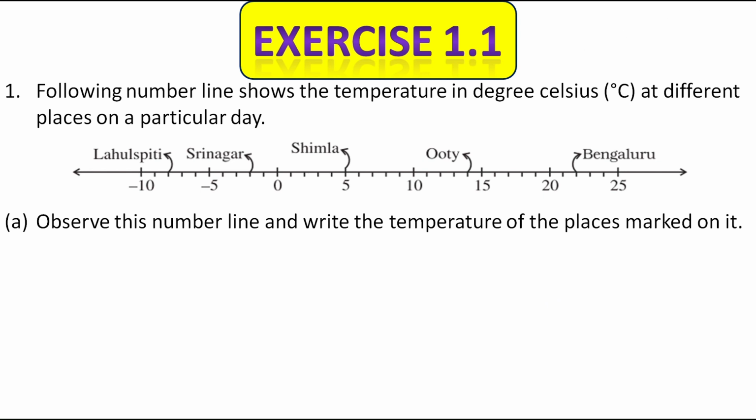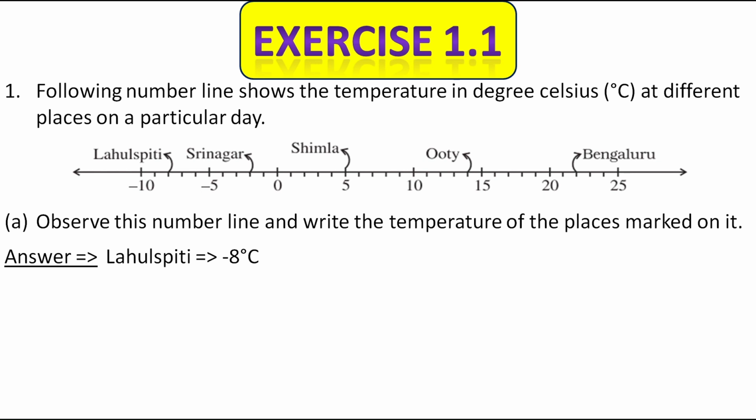Now let's solve the first question. Observe this number line and write the temperature of the places marked on it. We will start from the left side. The first place is Lahul Spiti. It has minus 8 degrees centigrade. How did I understand that it is minus 8 degrees? See here it is 0, then comes 1, 2, 3, 4, 5, then 6, 7 and 8. They have marked this dash on the number line, so we have to understand that Lahul Spiti's temperature is minus 8 degrees centigrade.